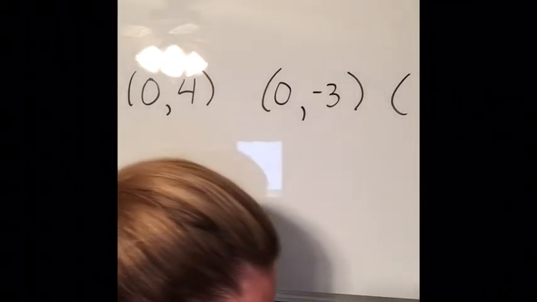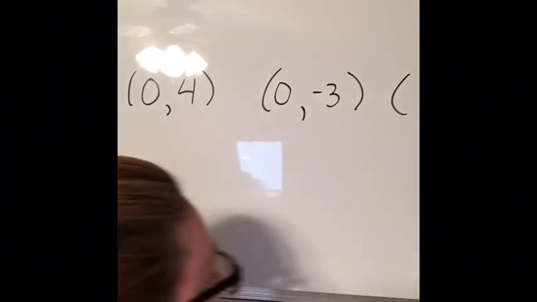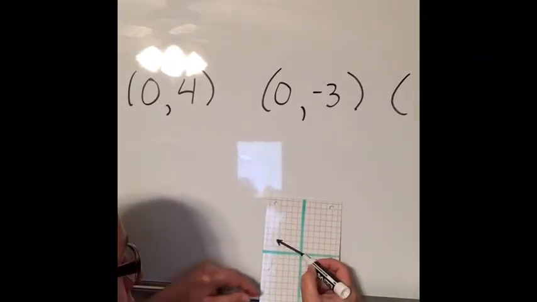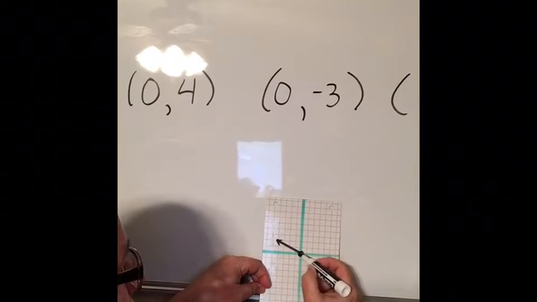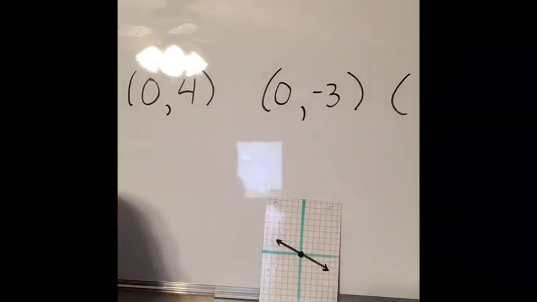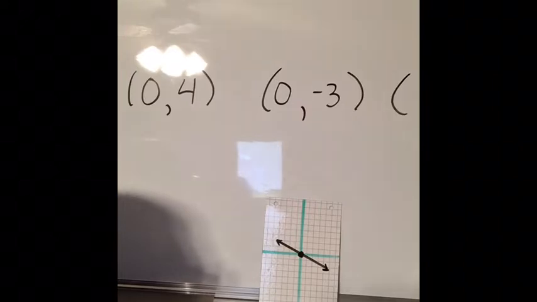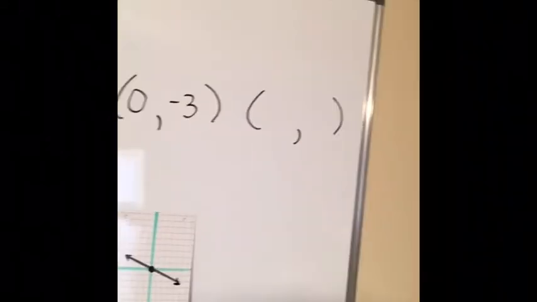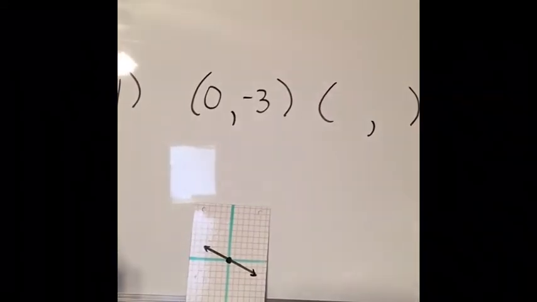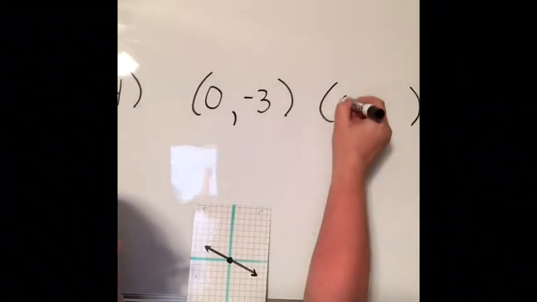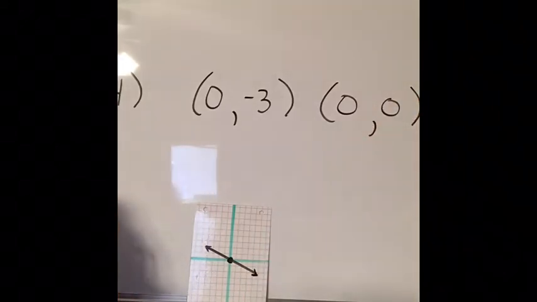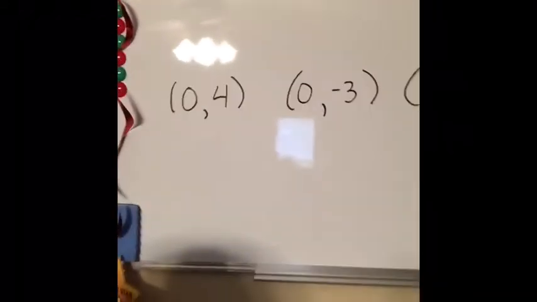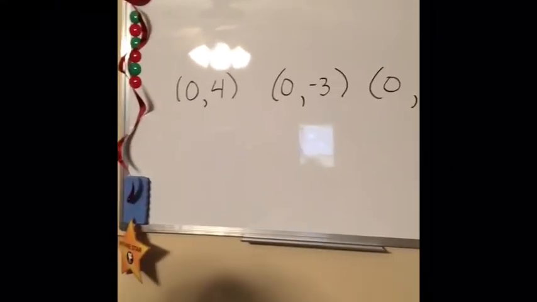We have one more. And it's this one. And it's right here is where it touches. We didn't go anywhere for x or anywhere for y. It's right on the origin. So for our last one, it's 0, 0.